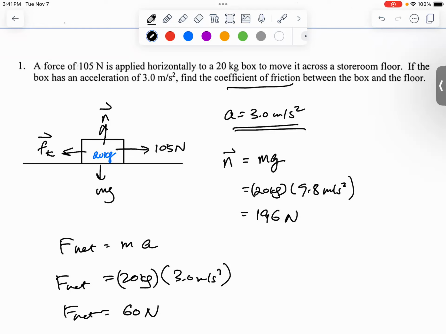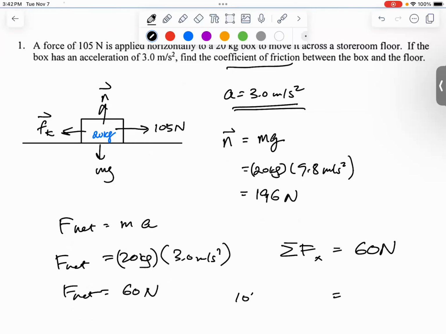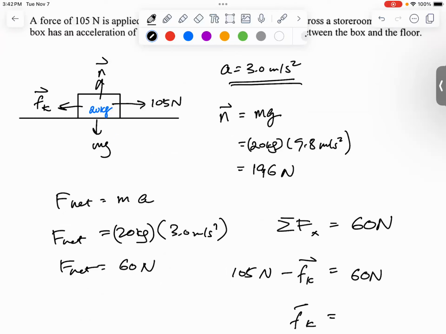Now, going back to the normal force, can we use the normal force to find out the friction? Well, that would be the case if we know the number for mu, and yet we don't. That's why we need to find out the net force, because the net force on the horizontal component, if you add them all together, is 60 newtons. And what are the forces on the x component? You have the 105 newtons minus the kinetic friction, and that is equal to 60.